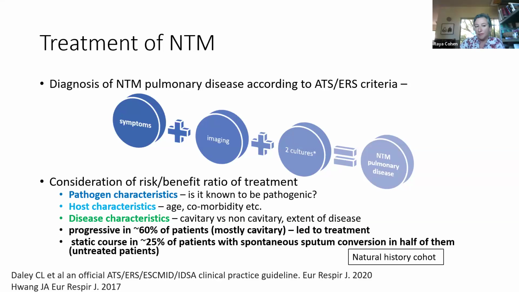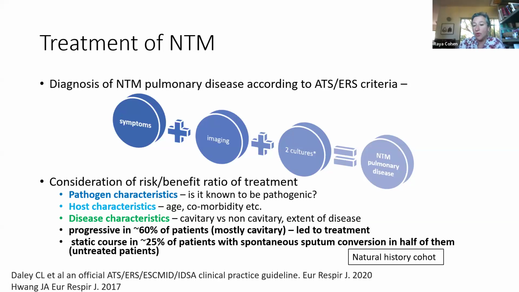So before deciding to treat mycobacteria, first of all, we have to diagnose an NTM pulmonary disease, and for that we need to see if we meet all criteria for the diagnosis, and those are symptoms, imaging that is what we see in mycobacteria, and that we have two cultures of the same pathogen. So if we have two cultures with two different pathogens, then it's not considered a diagnosis of NTM pulmonary disease. So that's a very important point. So we definitely need symptoms, and we definitely need imaging.